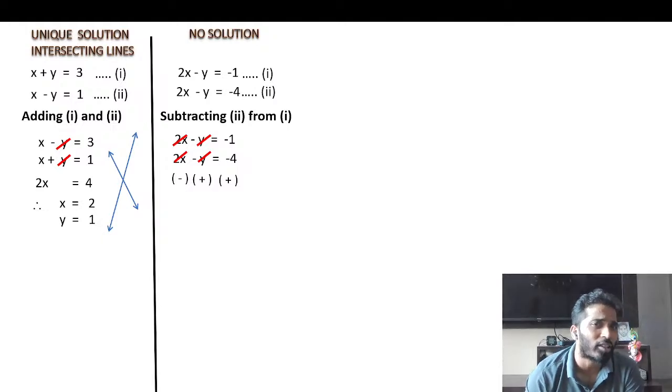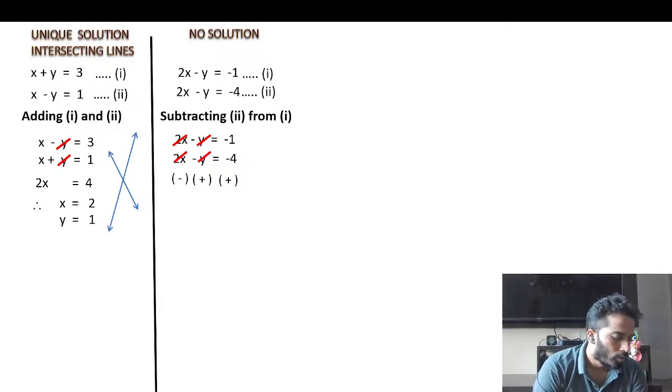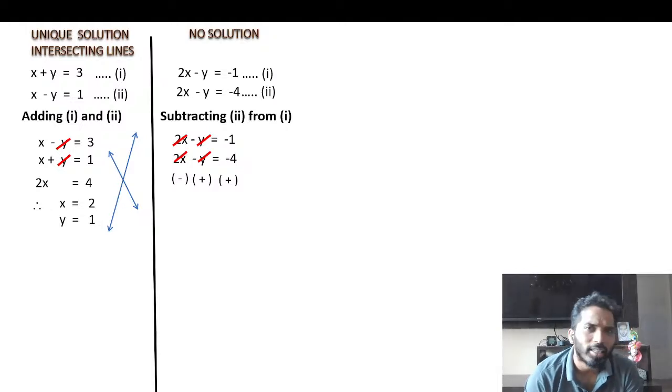Can you tell me graphically which type of line this is? If in case 1, it was intersecting lines, then in case 2, it will be what lines? Anyone? Just type what type of lines it would be. So we got a no solution. So what type of lines would it be? Come on, waiting for it. So we have two lines with no solution. If the first one is intersecting lines, second would be, yes, no.